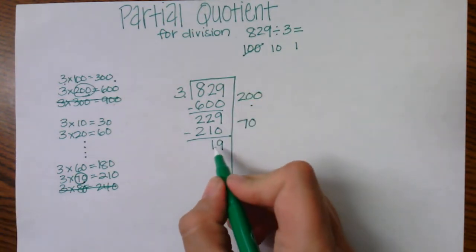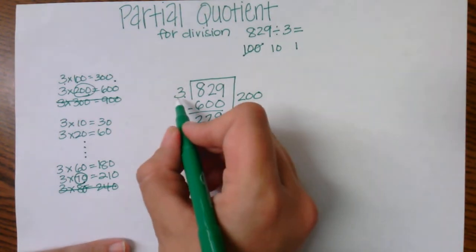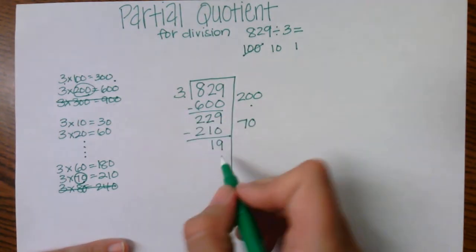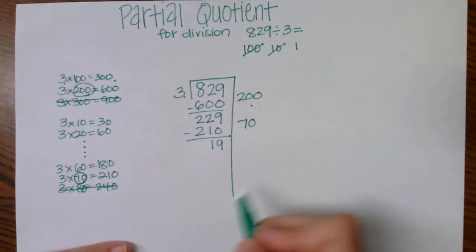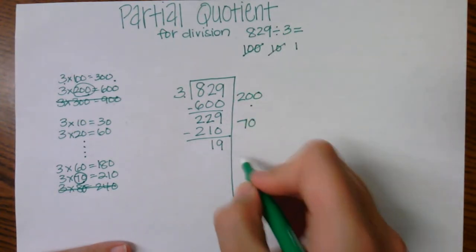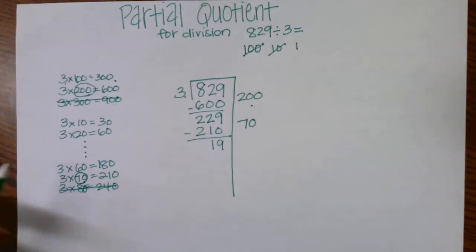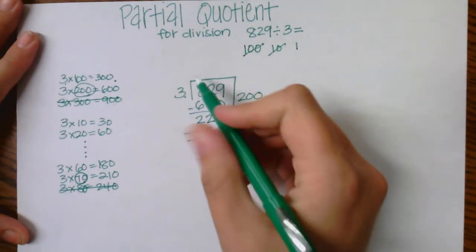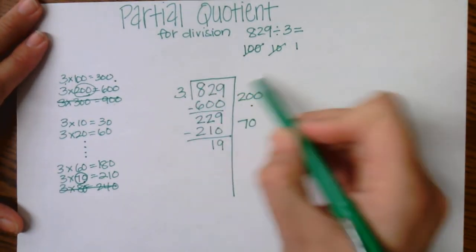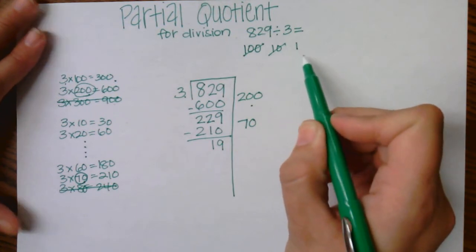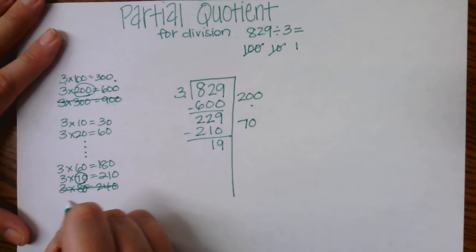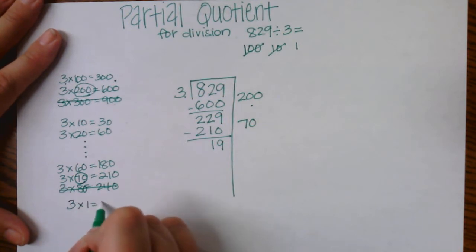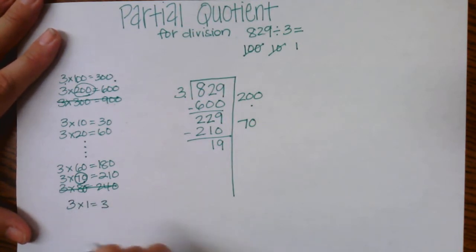So now I have 19 left. Again, it's not 0 and it's not smaller than my divisor, so I have to keep dividing. So I'm down to my ones place now. So I'm trying to multiply my divisor times a value of 1, 2, 3, 4, 5 to get as close to 19 as I can. So using facts I already know, obviously I know 3 times 1 is 3. These are facts you should know in your head. They're your easy multiplication facts.